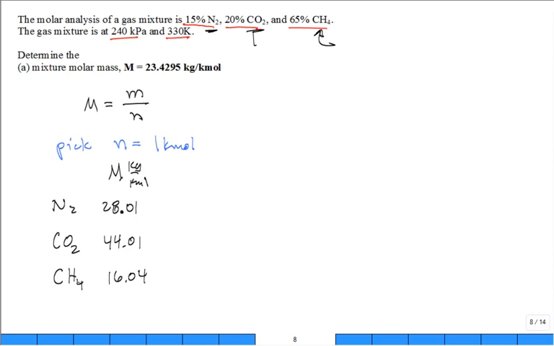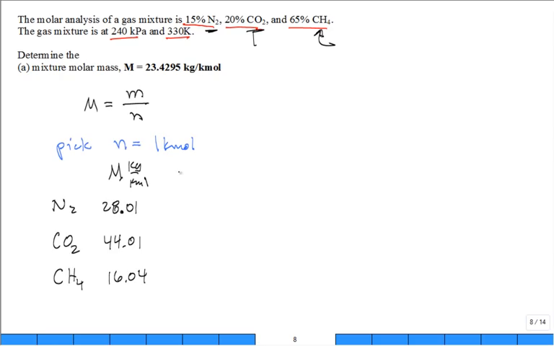Notice which one has the lowest molar mass? The methane. It's the smallest. It's the least heavy or the least massive gas molecule. Which one is the highest molar mass? Carbon dioxide. It's large, heavy, massive compared to the other ones in this analysis.